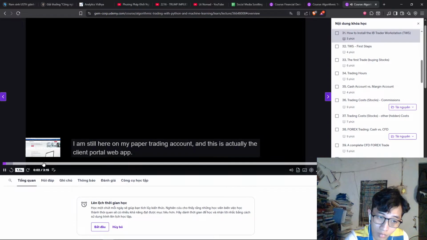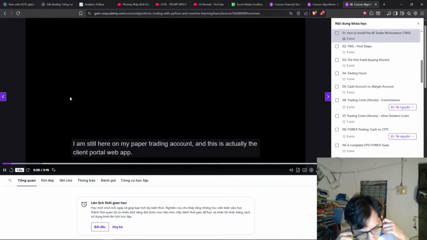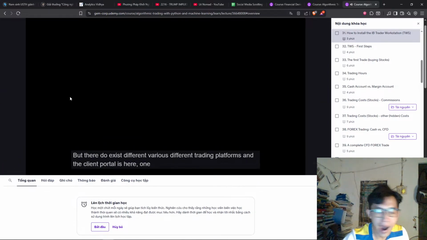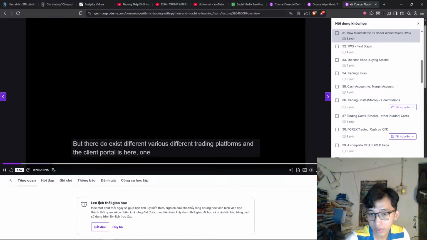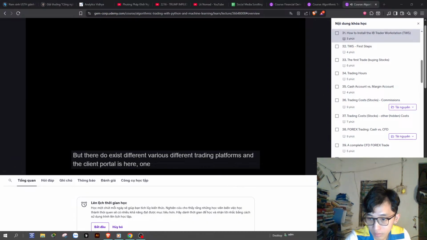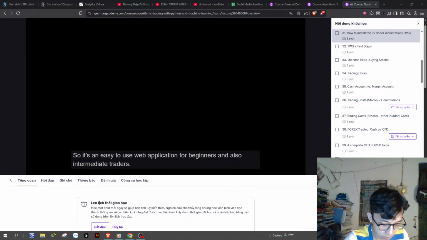I'm still here on my paper trading account, and this is actually the client portal web app, but there exist various different trading platforms, and the client portal is one of them. If we check here why Interactive Brokers, then we can see that there are various platforms here. Depending on your experience, the client portal is one of them, so it's an easy to use web application for beginners and also intermediate traders.